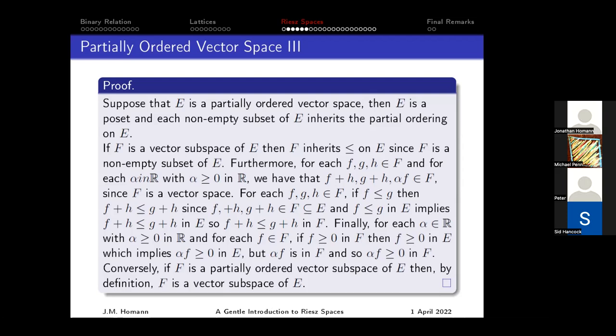So this shows that if F is a vector subspace of E, then it satisfies the definition to be a partially ordered vector space, and so it is a partially ordered vector subspace of E. Now, conversely, if F is a partially ordered vector subspace of E, then by definition, F is a vector subspace of E. So that one is done quite easily.